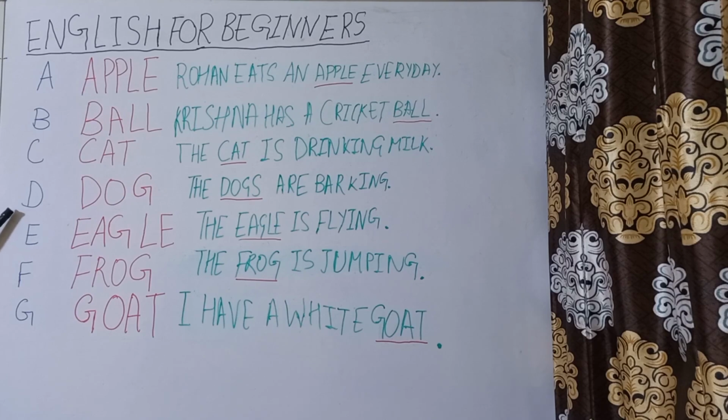D. D for dog. Dog is spelled as D-O-G. Let's see how the word dog can be used in a sentence. The dogs are barking. Let's move to the next alphabet.